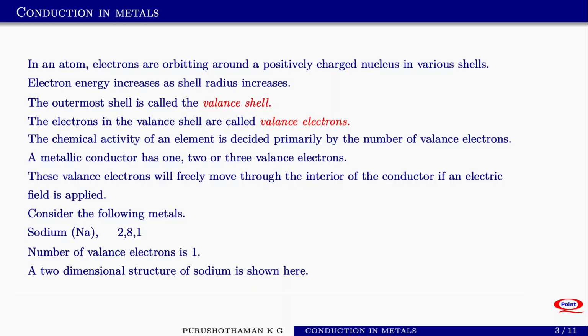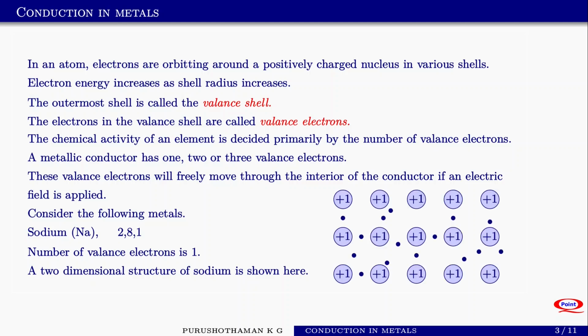A two-dimensional structure of the sodium atom is shown here. Each atom provides 1 free electron in the structure. There are 15 atoms schematically shown here. This diagram is only a schematic diagram. And there are 15 electrons shown here. The total positive charge is equal to the total negative charge, so that the material is electrically neutral. So each atom contributes 1 free electron.